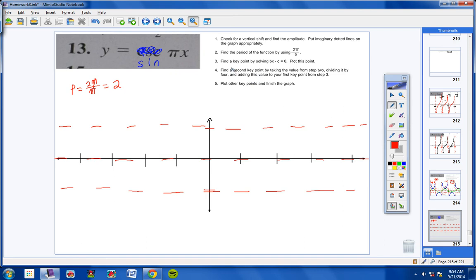Now, step 3, find a key point by solving bx minus c. So bx minus c is whatever you're taking the sine of, the whole quantity. So we have pi x, that's bx minus c equals 0. Divide both sides by pi to see what x equals, and x equals 0. So your ordered pair is 0 comma something. All right, so I'm going to go ahead and put 0 in for my x. And of course, pi times 0 is 0, so you're really taking the sine of 0. So the calculator here, sine of 0 is 0. So when I put in 0, I get out 0.